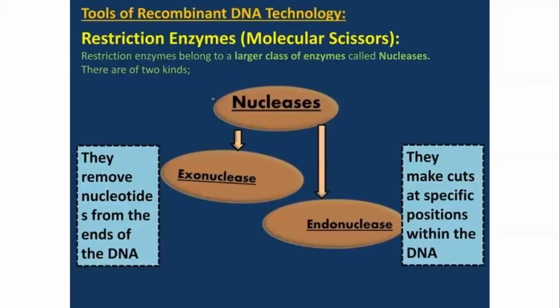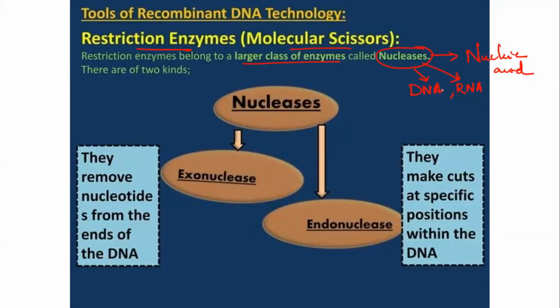Okay. So now, starting with restriction enzymes, we discussed them as molecular scissors. They belong to a larger class of enzymes called nucleases. Nucleases are the enzymes which cleave nucleic acid. And what are the two types of nucleic acid? DNA and RNA. So the enzymes nucleases cleave DNA and RNA.